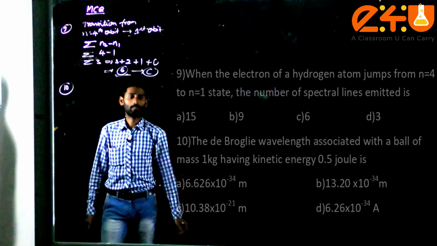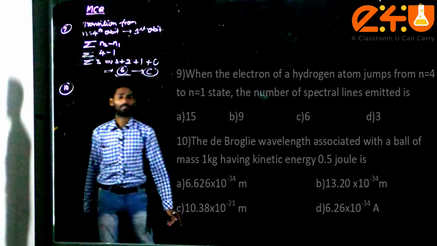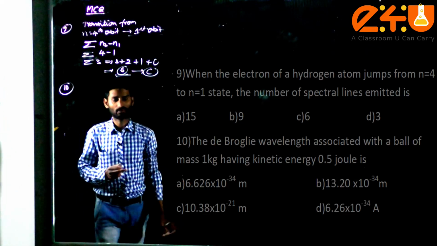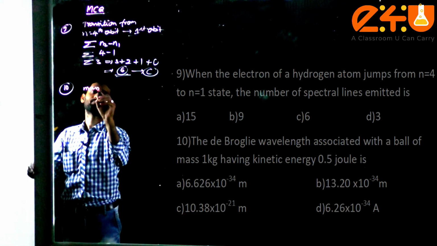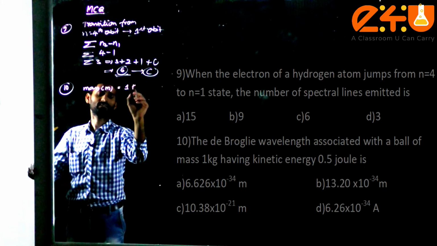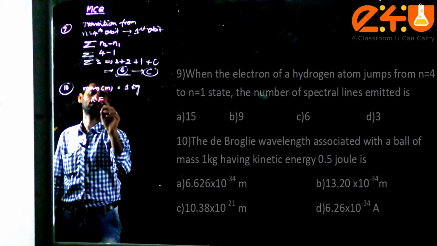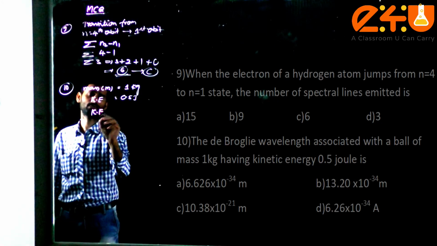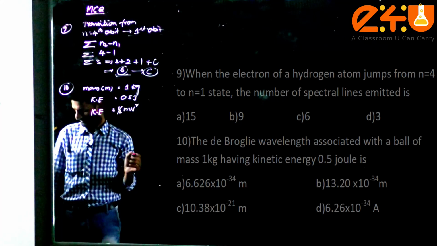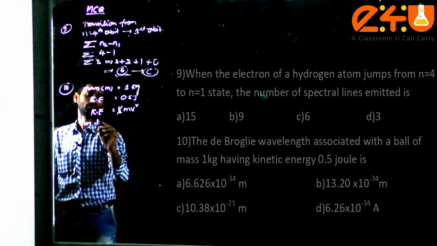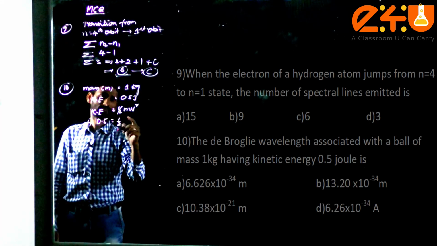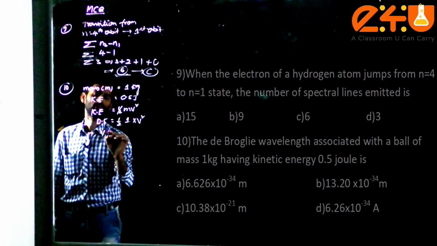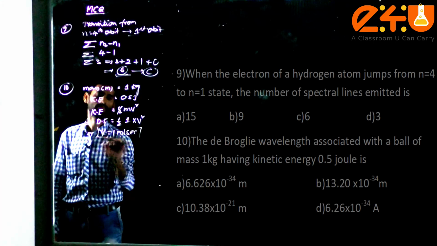Next one, the de Broglie wavelength associated with a ball of mass 1 kg having kinetic energy 0.5 joule is... The mass m is equal to 1 kg, and kinetic energy is 0.5 joule. We know kinetic energy is equal to half mv square, that implies 0.5 is equal to half into 1 into v square, then v is equal to 1 meter per second. But this is not the answer.